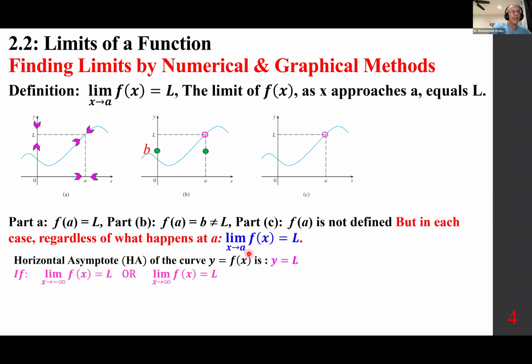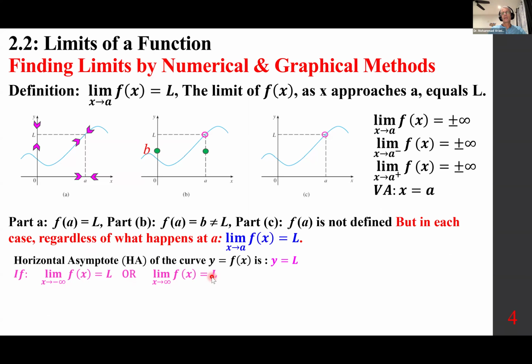Here's the definition of HA, horizontal asymptote, of a curve y equals f of x, as the equation y equals L, if the limit of f of x as x approaches negative infinity is L, or the limit of f of x as x approaches infinity is L. Here's the definition of VA, vertical asymptotes. When the limit of f of x as x approaches a, or a from the left or a from the right, is positive or negative infinity, then the vertical asymptote has the equation x equals a.